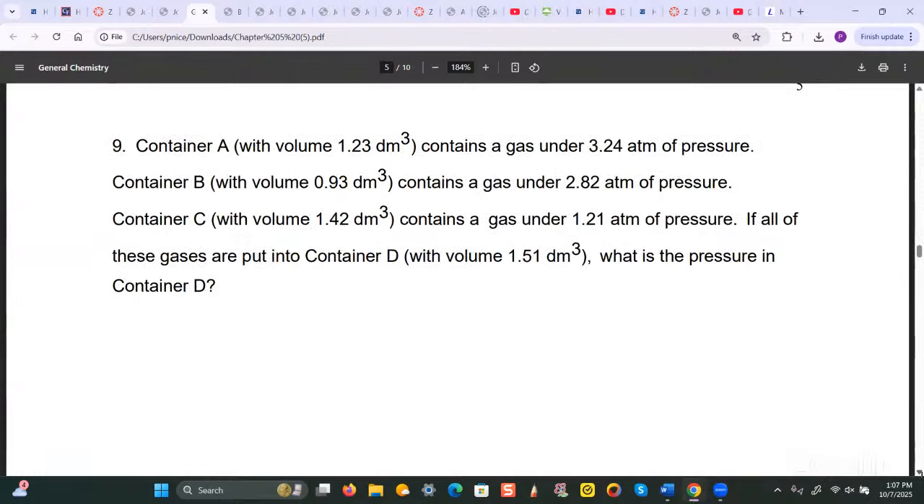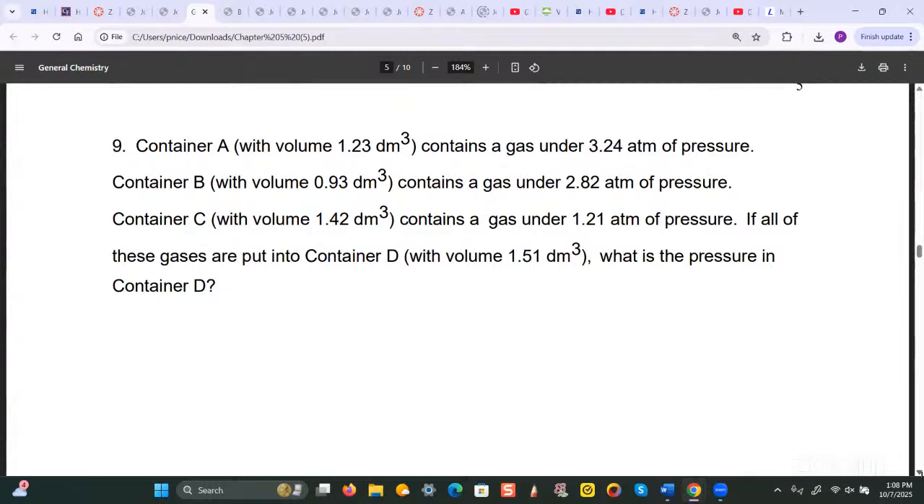Okay, now this one is an interesting question. It gives you 3 containers containing gas. Well, it doesn't say whether or not the gases are the same or different. Doesn't matter in this case, right? Now it says container A has a volume of 1.23 decimeters cubed, and the pressure of the gas in that container is 3.24 atmospheres. Container B, it gives you the volume and its pressure. Container C, it gives you its volume and pressure. And then it says if all these gases were placed into a 4th container D, where the volume is 1.51 dm³, what is the pressure of that mixture in container D?